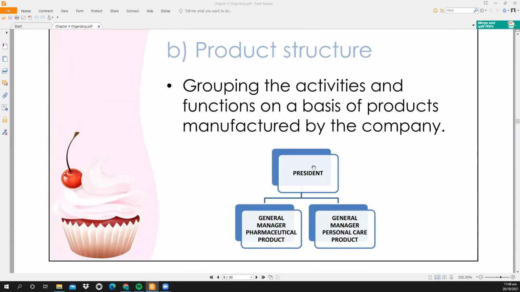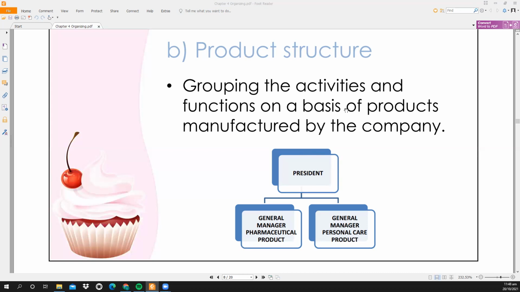Okay, product structure, grouping of activities and functions on a basis of product manufactured by the company. Okay, so kunyari, ano ba yung business na maraming product? So for example, SM. Meron silang for real estate, meron silang for bangko, meron din naman silang for leasing, or yung tawag dito, yung pagpapaupa doon sa mga businesses, and then yung mga departments nila, yung SM department, ganyan. Okay, so yon. So depende no sa product na ino-offer ng isang company.